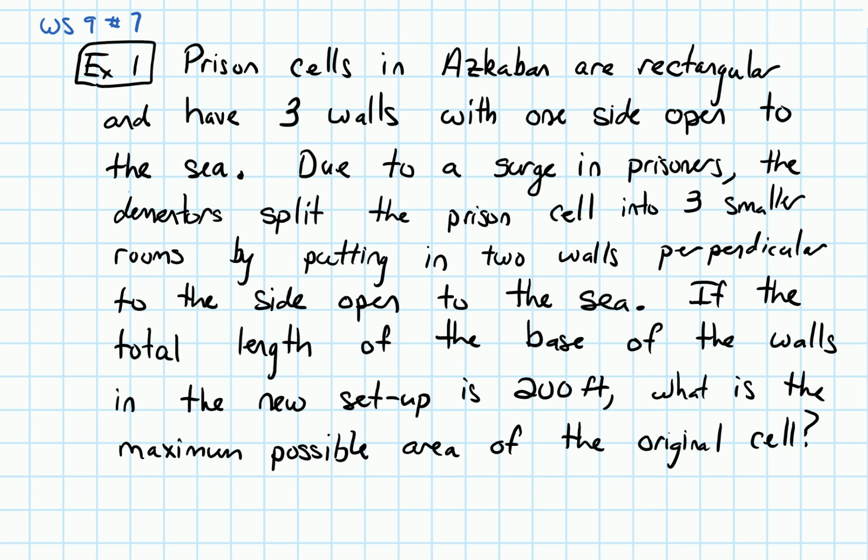Prison cells in Azkaban are rectangular, and they have 3 walls with one side open to the sea. So due to a surge in prisoners, the Dementors, so as an aside, Dementors are magical prison guards. So if you're familiar with Harry Potter, that's where this problem is sort of based off of. Azkaban is a magical prison in the world of Harry Potter. Okay, so due to a surge in prisoners, the Dementors split the prison cell into 3 smaller rooms by putting in 2 walls perpendicular to the side open to the sea. If the total length of the base of the walls in the new setup is 200 feet, what is the maximum possible area of the original cell?